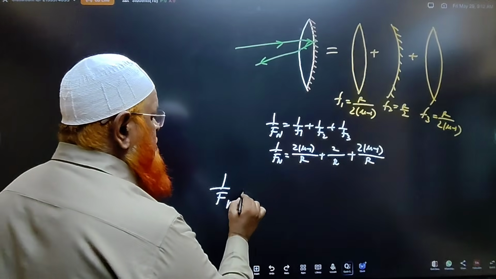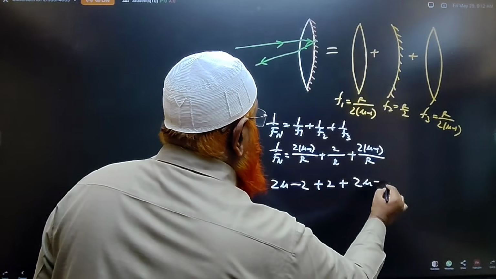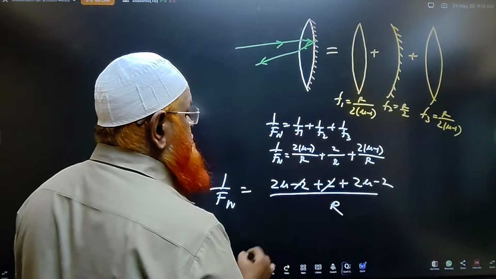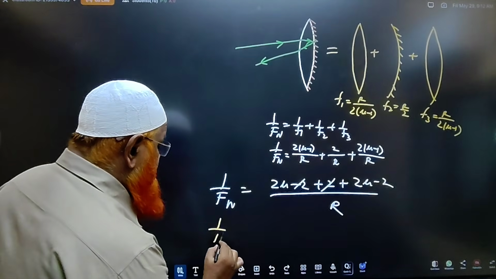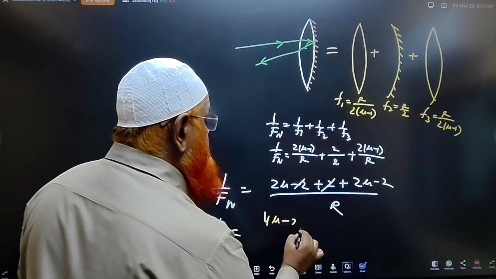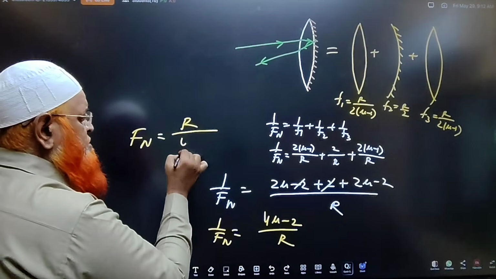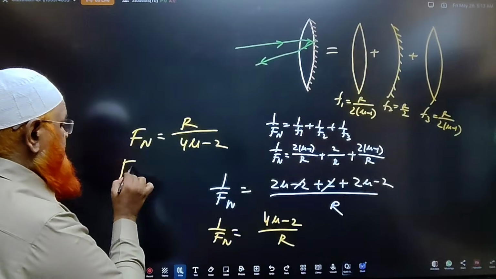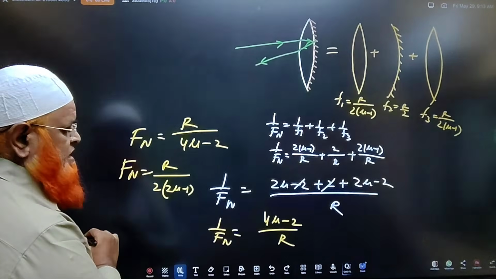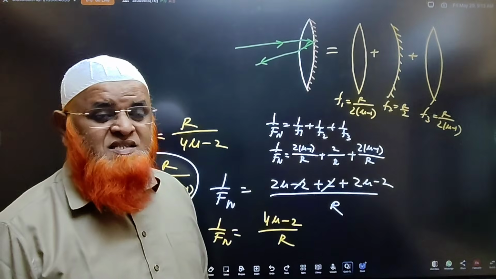So 1 by f net is equal to (2 mu minus 2) plus (2 mu minus 2), and the LCM is going to be the same here. Minus 2 plus 2 gets cancelled. Finally, 1 by f net is equal to how much? 2 mu twice is 4 mu, so (4 mu minus 2) by r. Therefore f net is r by (4 mu minus 2). Therefore f net is equal to r by 2(2 mu minus 1). Understood? This is going to be the formula for a silvered equiconvex lens.